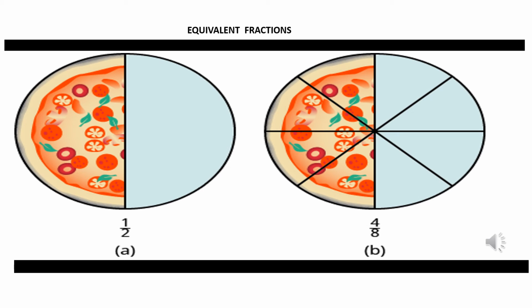Now let us take another example: 2 by 3 and 12 by 18. What will we do? We will multiply the numerator of the first fraction, which is 2, by the denominator of the second fraction, which is 18, and the product is 36. Now the second step, we will multiply the numerator of the second fraction, 12, by the denominator of the first fraction, which is 3, and the product is 36.